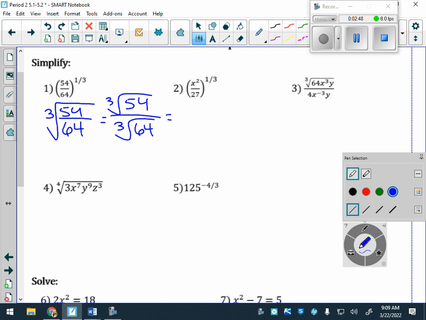What is the cube root of 64? Hayden? 4. Okay. Now, 54. What are two factors of 54? 9 and 6. 3 and 3, 3 and 2. How many of a kind are we looking for? Hayden? 3 of a kind. So we have 3 cube root 2 as our final answer. 3 times the cube root of 2 over 4.